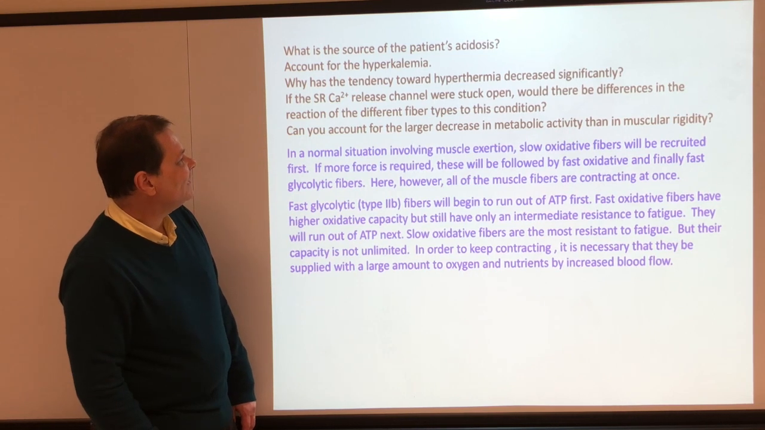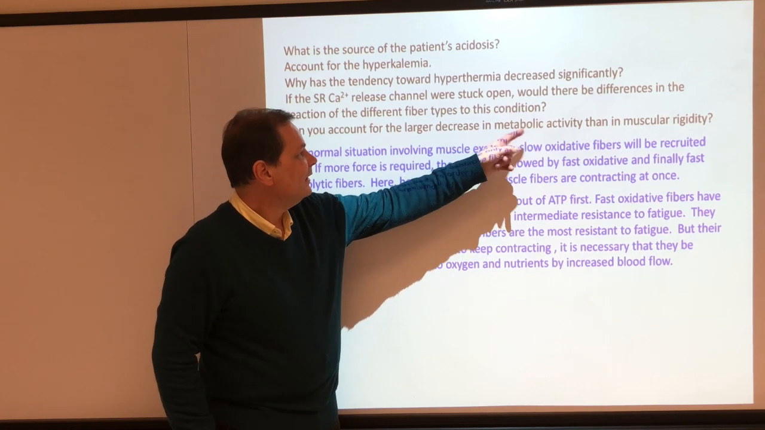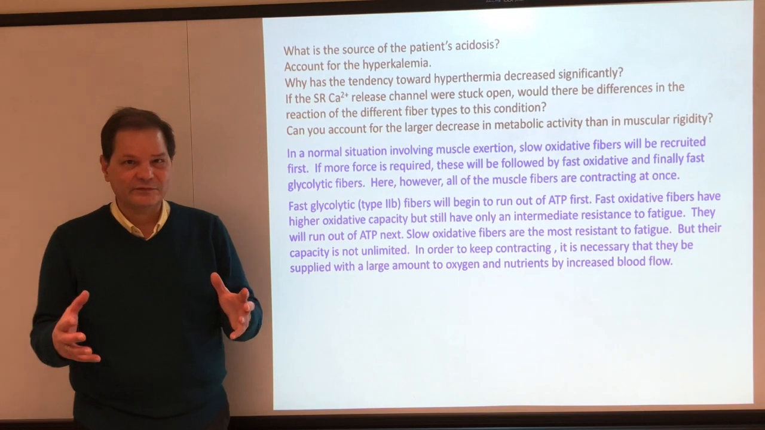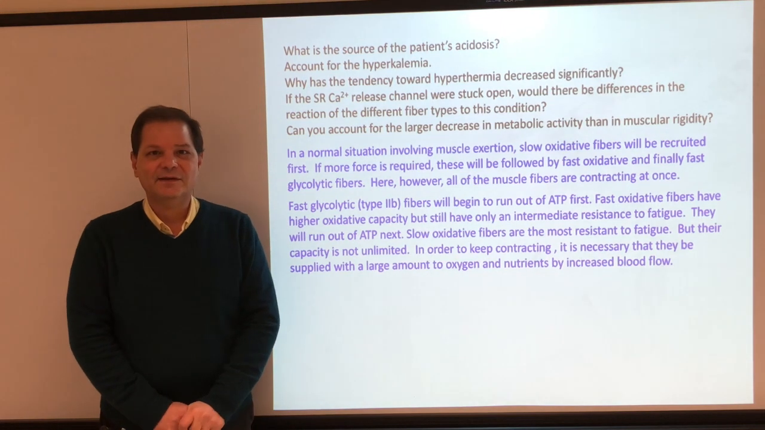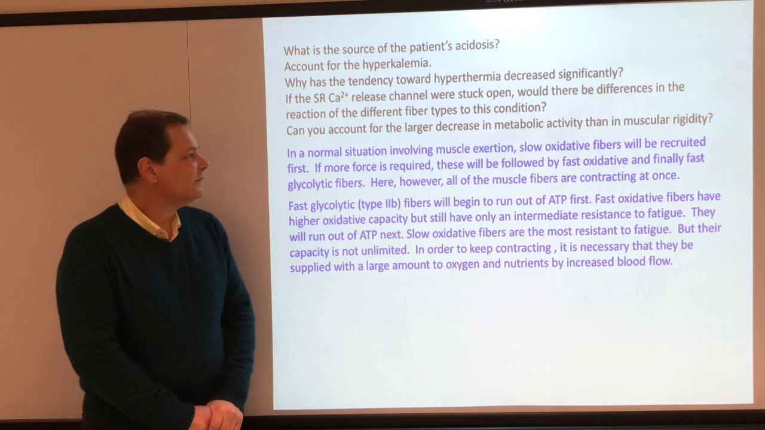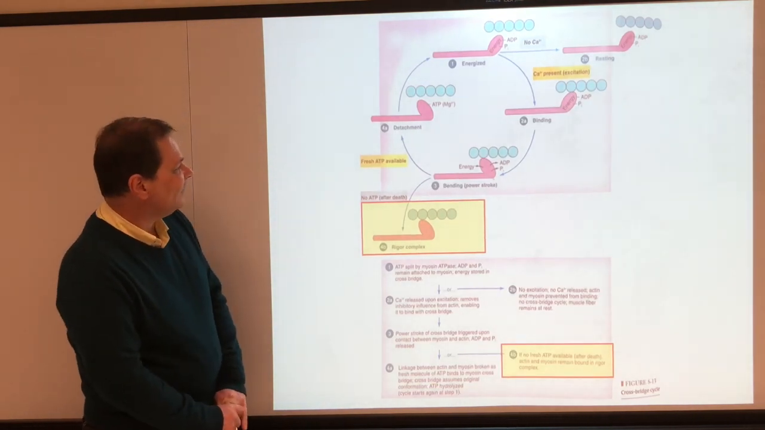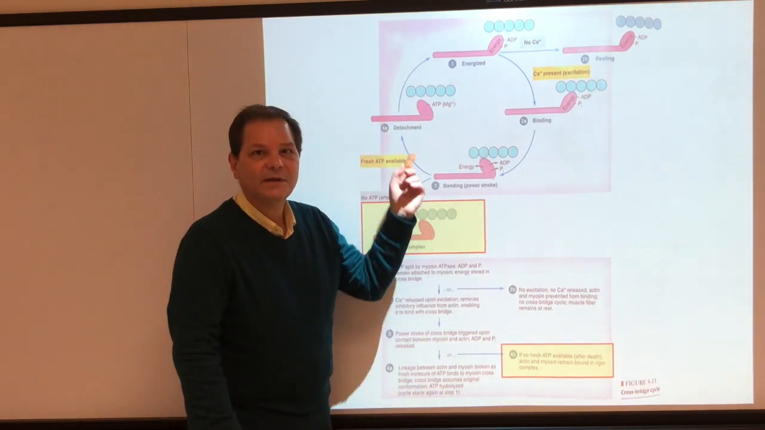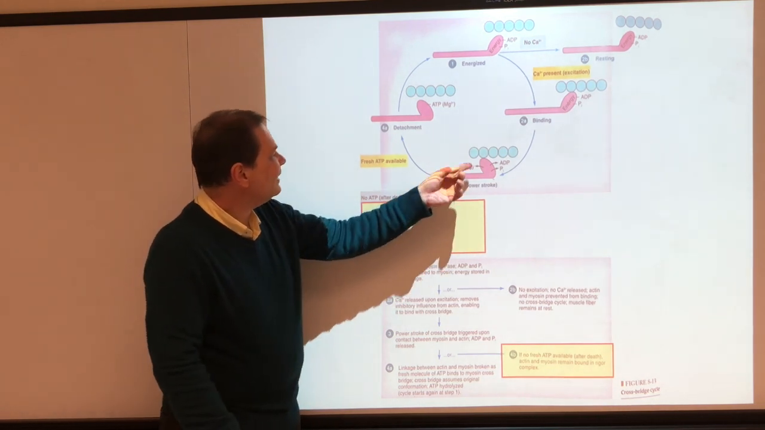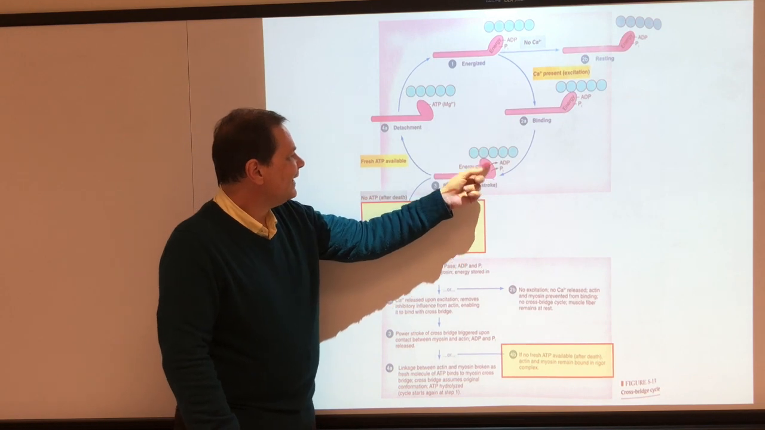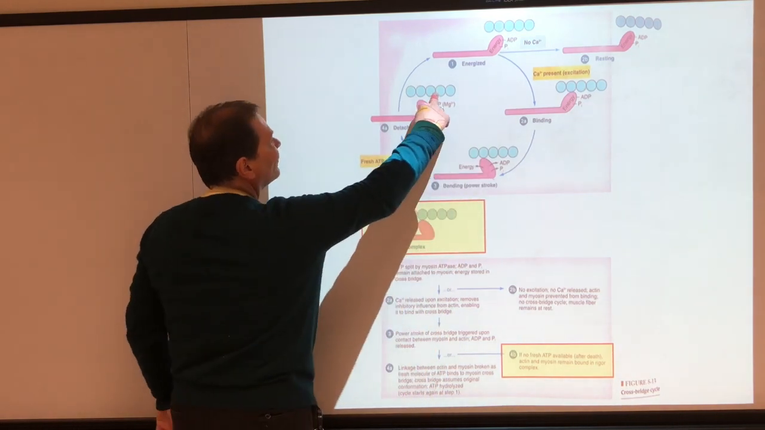And finally, can you account for the larger decrease in metabolic activity, that is the larger decrease in hyperthermia, than in muscular rigidity? So your muscles are still pretty rigid, despite the fact that the metabolic activity and the body temperature is falling. Why is that? Well, the reason is because as ATP falls, this whole thing slows down. Okay, and in particular, when it falls below a certain level, you don't have enough ATP to knock this myosin off of this actin molecule. You need ATP for these two things to separate like they are here.